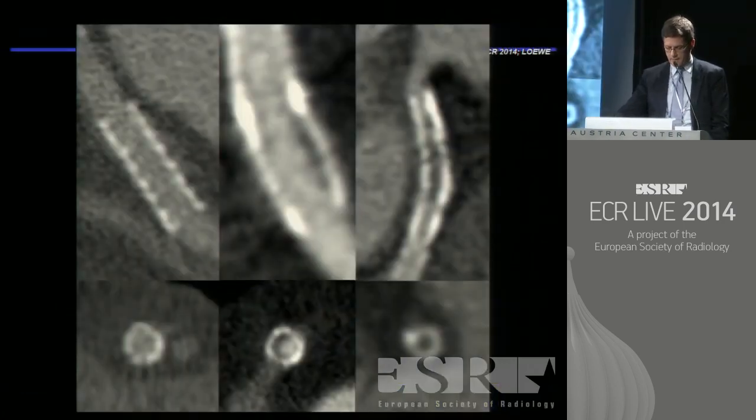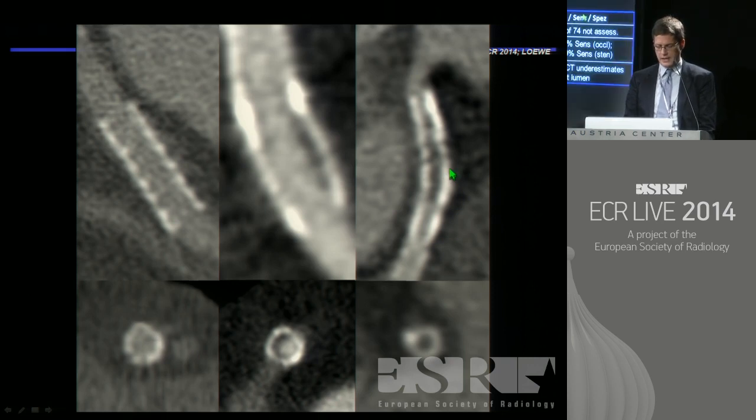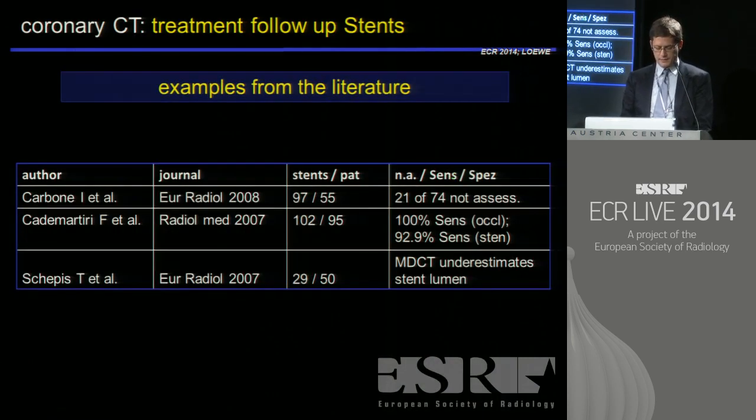Stents are critical. However, they are used in increased numbers in cardiology, so we are confronted with patients after stent implantation. Sometimes it works pretty fine and we can assess the stent very nicely. Sometimes we can see even the in-stent restenosis, and sometimes we can assess the occlusion. But it doesn't work all the time that fine. There are a couple of papers describing this.